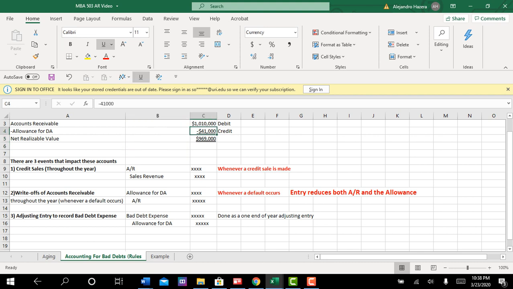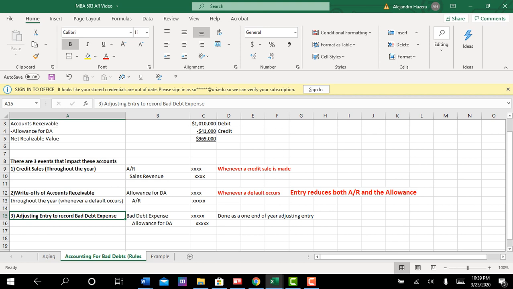And the big question that people always ask me is, well, if you keep writing off enough accounts, won't you run out of allowance? So if we wrote off more than $41,000 in accounts, you would run out of allowance. Okay? And that's why we have our third entry. Our third entry is a year-end adjusting entry. This is entry number 3.